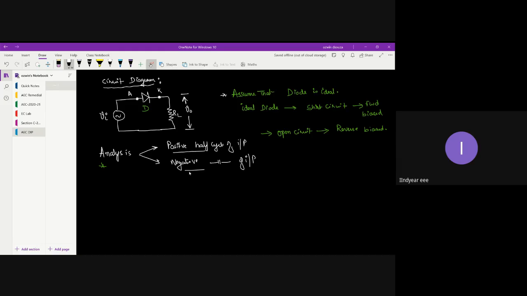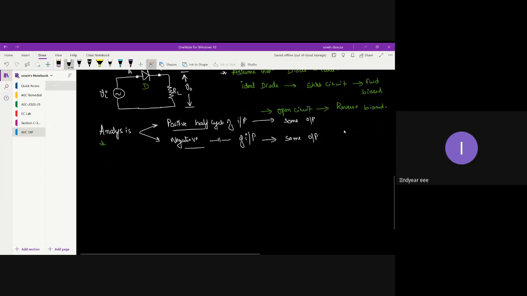That is what we are trying to do in analog electronic circuits. So for the positive half cycle, you will get some output. Similarly, when you consider the negative half cycle of the input, you will get some other output. Put together, you will get a cycle of output. So let's see what will happen for the positive half cycle.